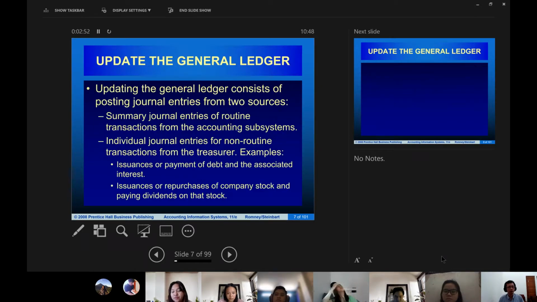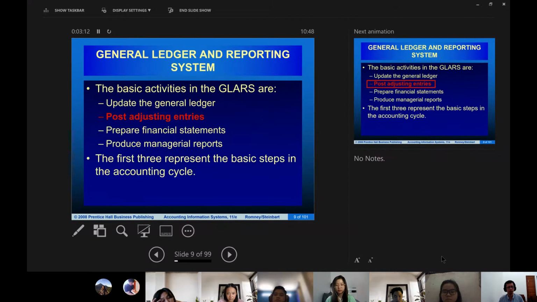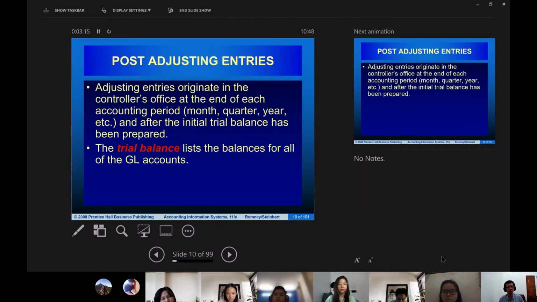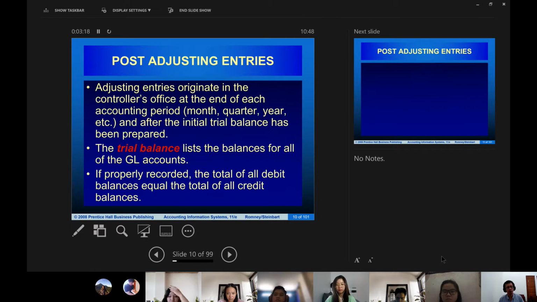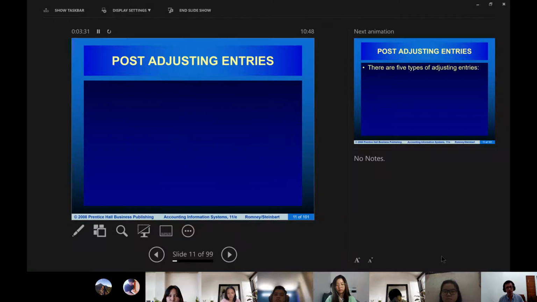With a manual system, updating the general ledger consists of creating journal entries and then posting them into the general ledger. But with a computerized system, as soon as a transaction is entered into the system, the general ledger is updated immediately. That's the journal voucher, post adjustment entry. Although it uses a fully automatic system, it still holds the same principle and the same steps in posting the general ledger.